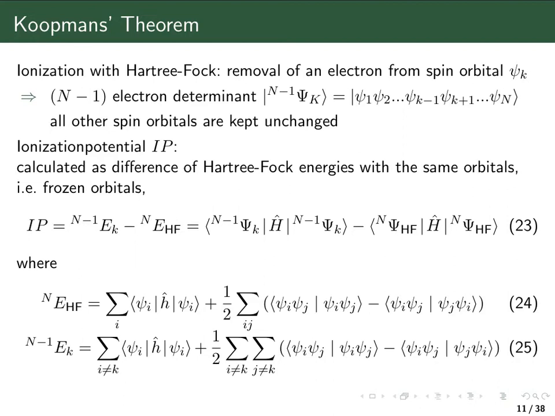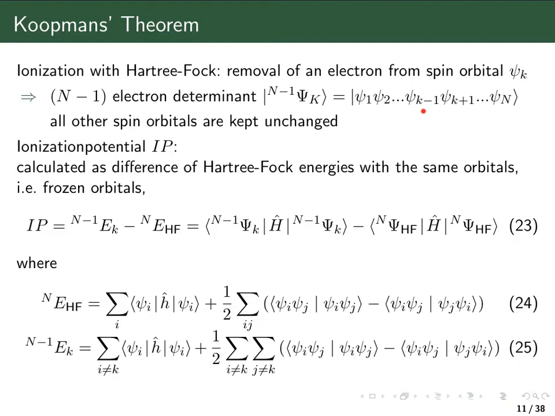Let's look at an ionization process, a process where we remove one electron from the system, and in Hartree Fock theory that means we remove one electron from one of the occupied orbitals. Let's here now assume that we remove the electron from the spin orbital k. As a consequence, we get a determinant which has one electron less, so we get an n-1 electron determinant, and if we remove the electron from the spin orbital psi k, it is missing the spin orbital psi k.